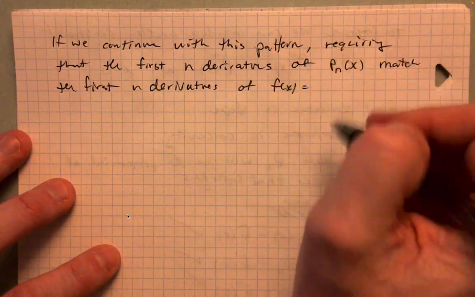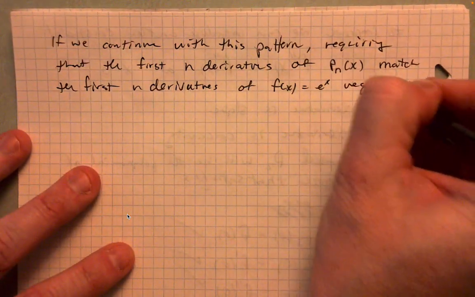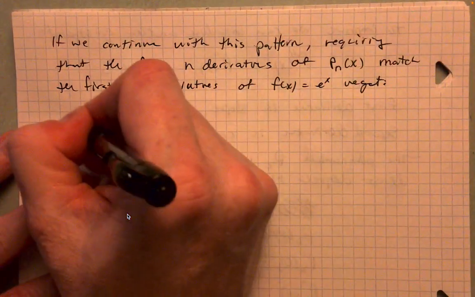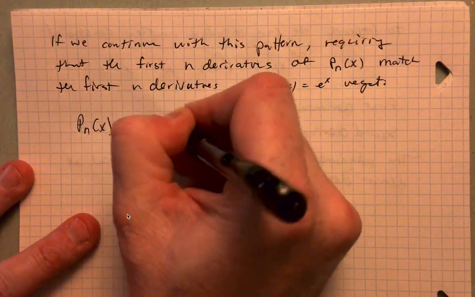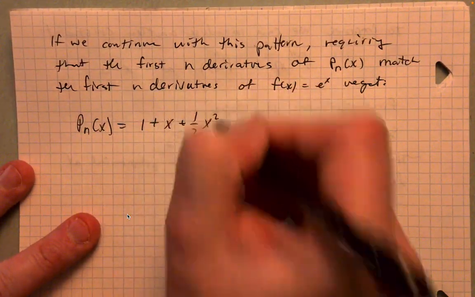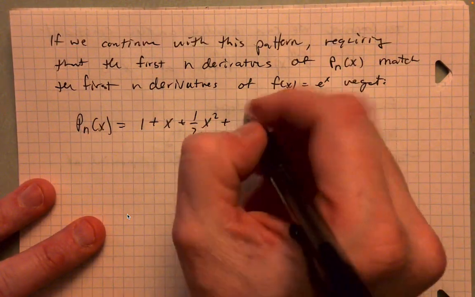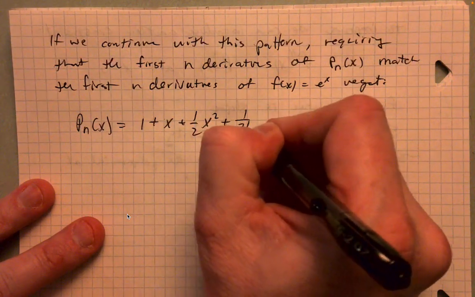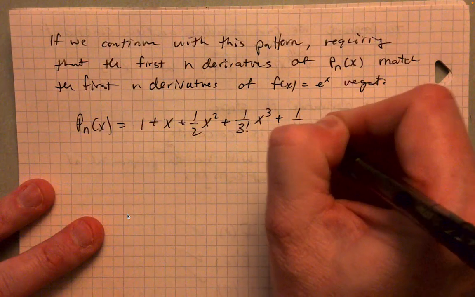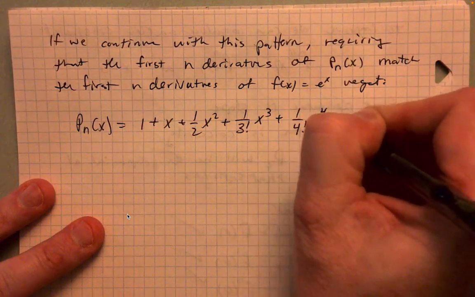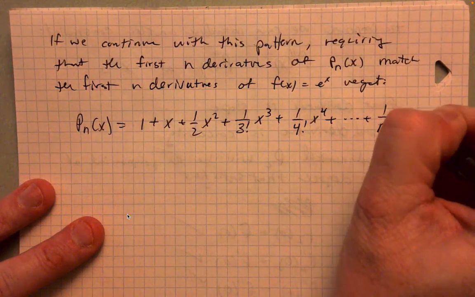And this is for the specific case of f of x equals e to the x. We get something that looks like this. We get Pn of x equals, again, there's our 1 plus x plus 1/2 x squared. That part we've seen. But then we could expand it even further to 1 over 3 factorial x cubed plus 1 over 4 factorial x to the 4th plus ... plus 1 over n factorial x to the n.